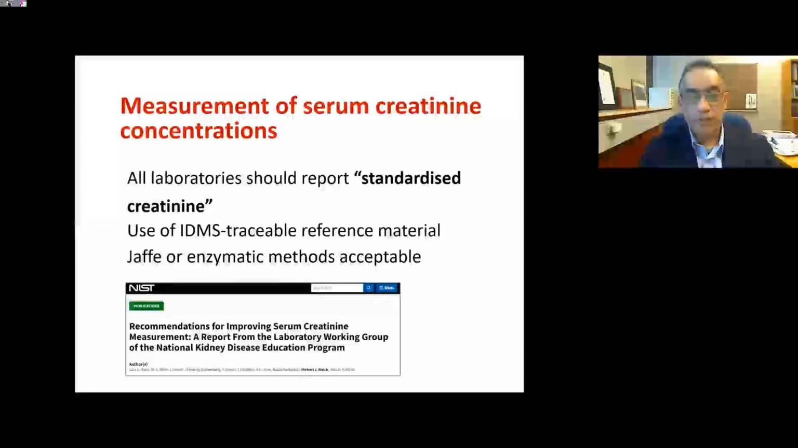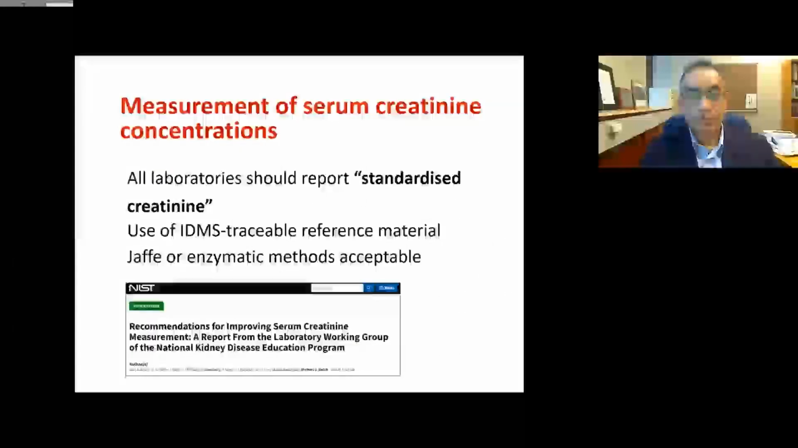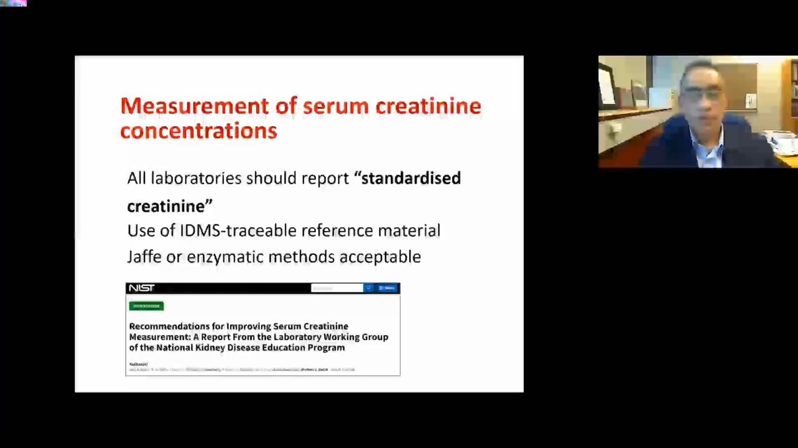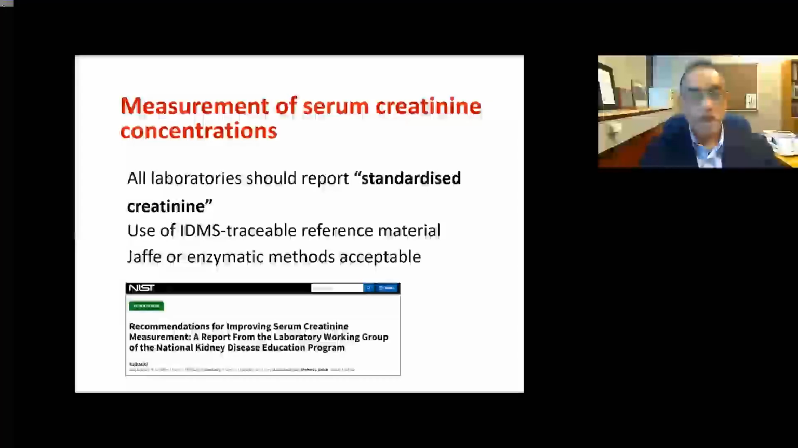There are two types of assays which are widely used, the Jaffe reaction and the enzymatic method. Both are acceptable, although it should be noted that the Jaffe reaction methods are more susceptible to interference by things such as antibiotics and keto acids and so on. And the article at the bottom is where these recommendations were first made.